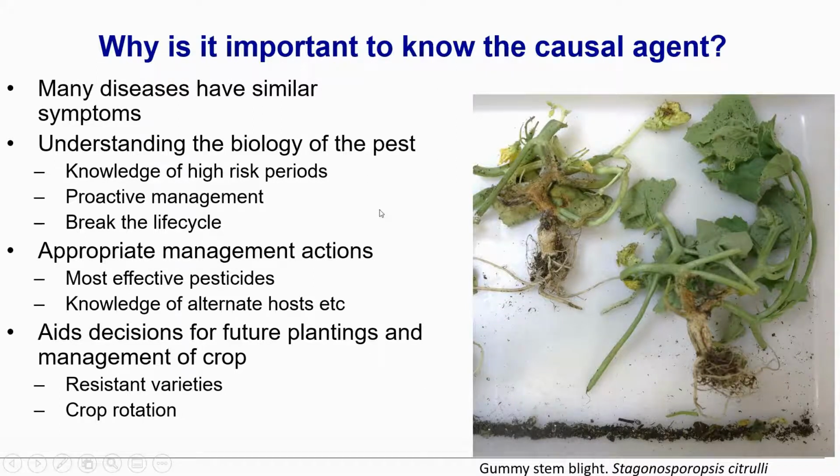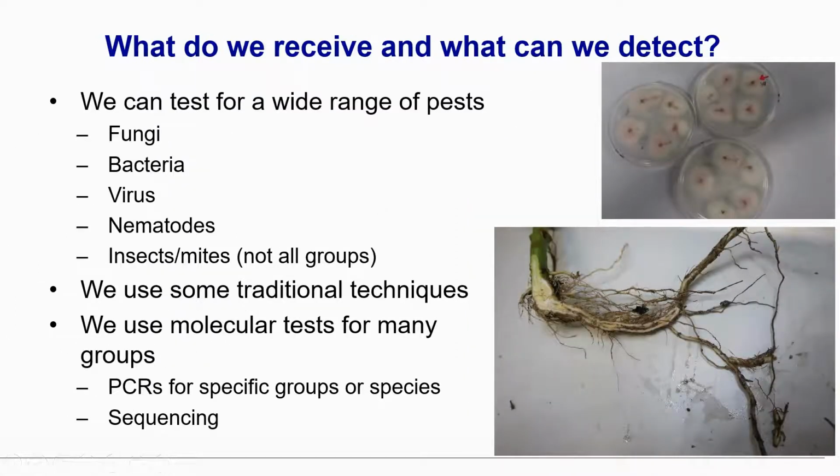Okay, so what do we receive? What do we detect? We can test for a really large range of pests: fungal pathogens, bacterial pathogens, viruses, nematodes, and some groups of insects and mites, depending on where we have taxonomic expertise. Where we don't, we've been improving our ability to use molecular tests to identify insects. And this works sometimes, but doesn't others, unfortunately.